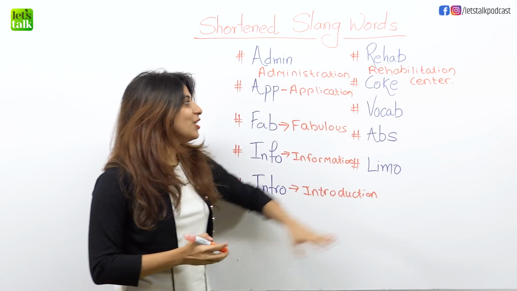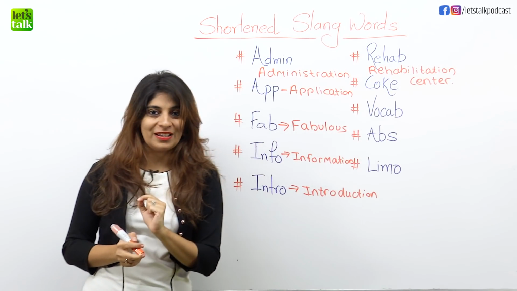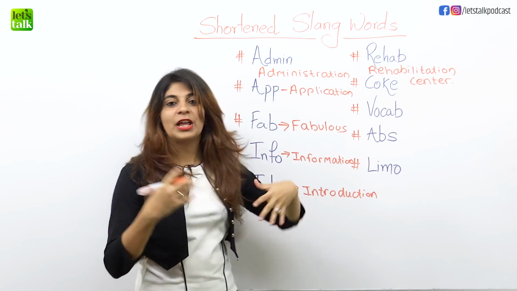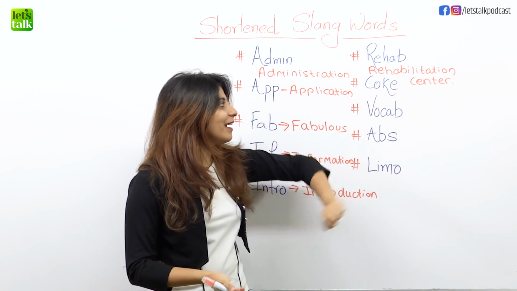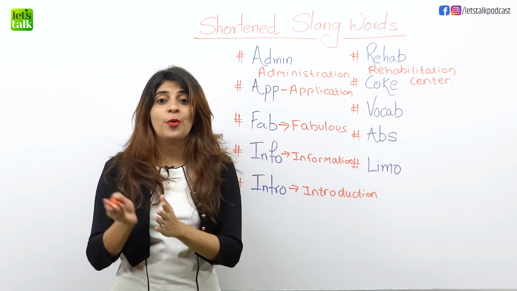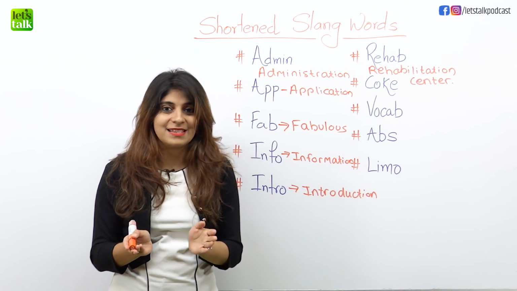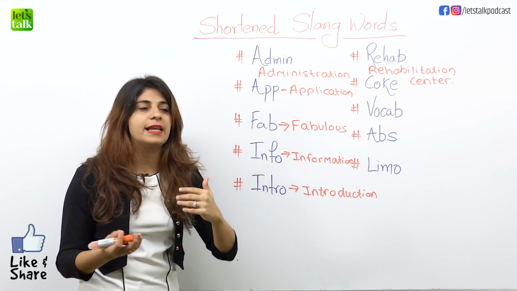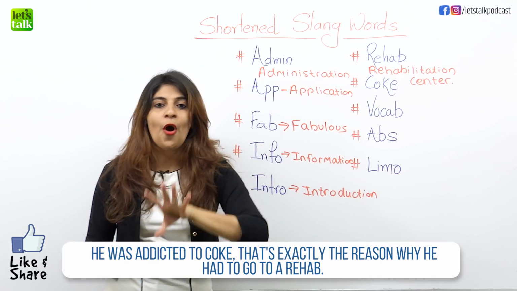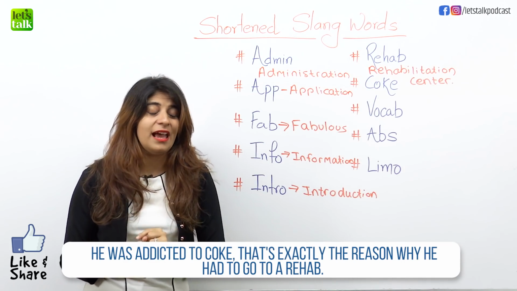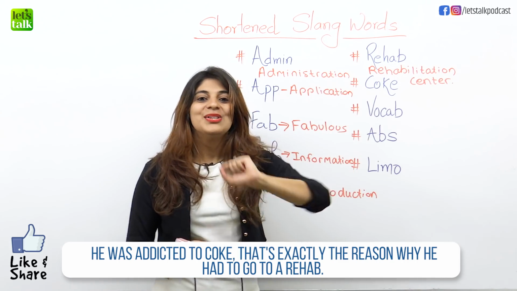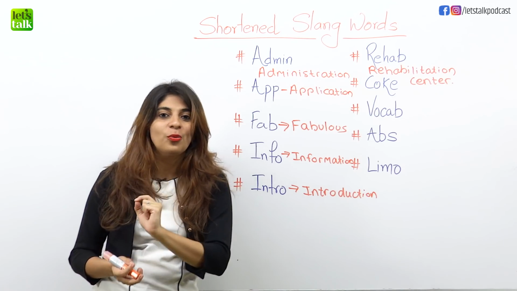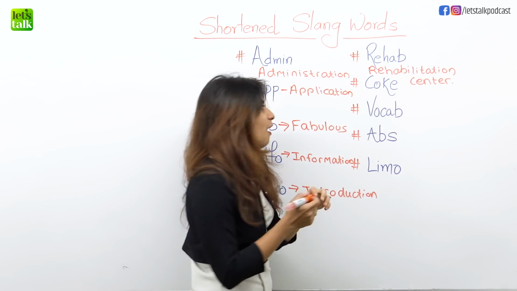Okay, moving on to the next one, which is Coke. Well, here I am not talking about the pop soda or like Coca-Cola. Well, Coke is a shortened word for the word cocaine, the drugs, yes. So when you are talking about, say, a rehab center, you can say that, oh, he was addicted to Coke, and that's exactly the reason why he had to go to a rehab. So here when you use the word Coke, it's actually the short form for the word cocaine, okay, which is a drug.